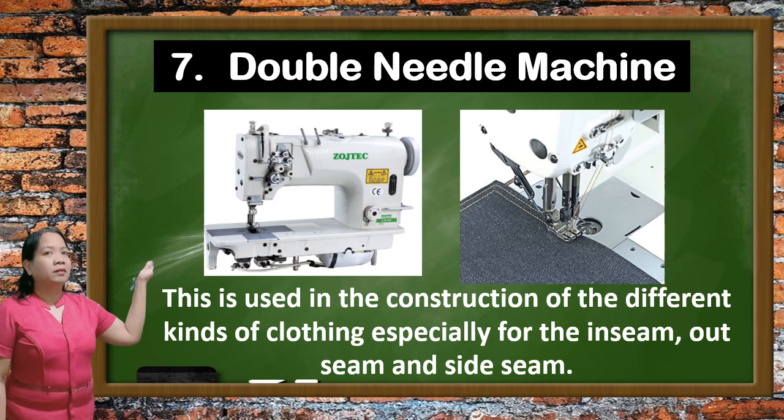Thank you very much, guys, for your participation. Both of you are correct. This is the double needle machine. This is called double needle because it uses two needles sewing at the same time. And double needle is best when sewing inseam, outseam, and side seam. In the next video clip, I will show you how double needle machine flattens the waistband of a short pants.